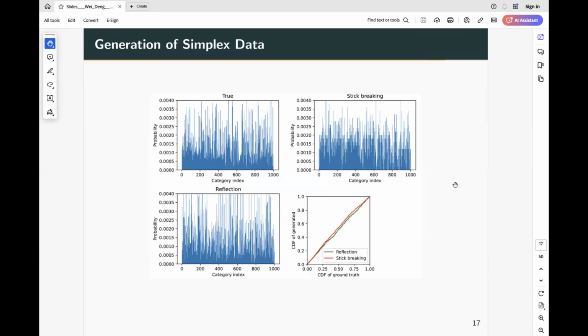So in the last example, we try to generate data on the simplex that satisfy the simplex constraint. We include the stick breaking method as a benchmark, and we found the stick breaking method already works fairly well. But our method still improves the highly optimized baseline. So this shows the superiority of our approach in constraint generation.